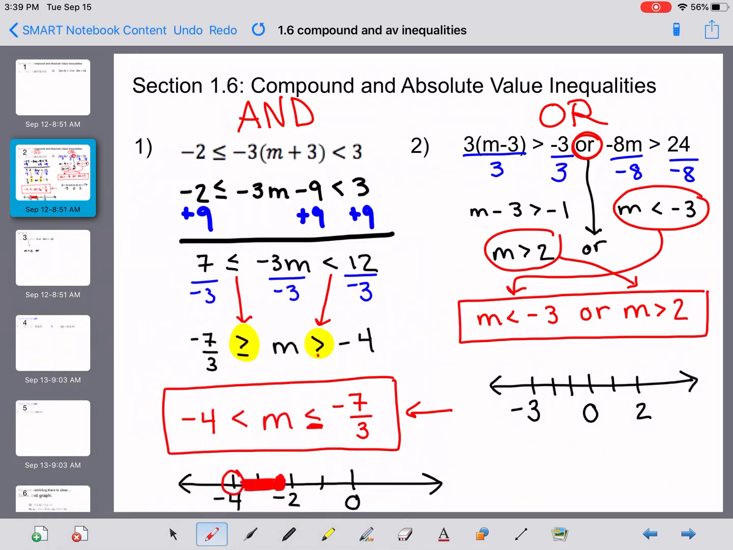So again, we're going to put an open circle on -3. We're going to put an open circle on 2. This time the shading is going out towards the arrows. So I want all the numbers less than -3, which go this way, all the numbers greater than 2, which go this way. Again, please put them on the number line and go all the way to those arrows. Don't stop short. And those are your graphs.